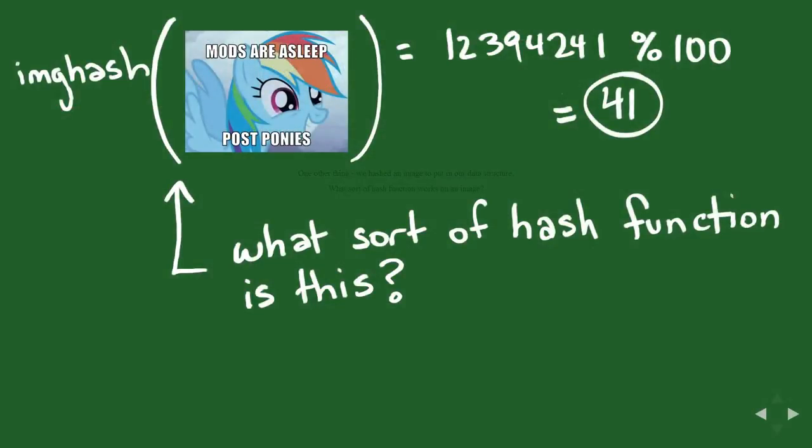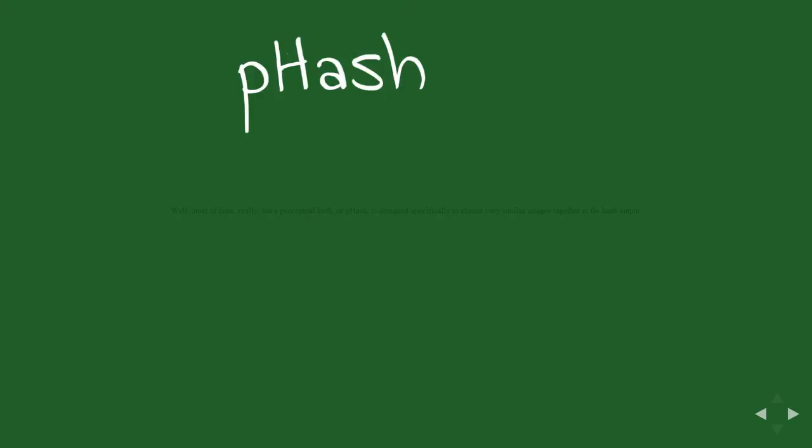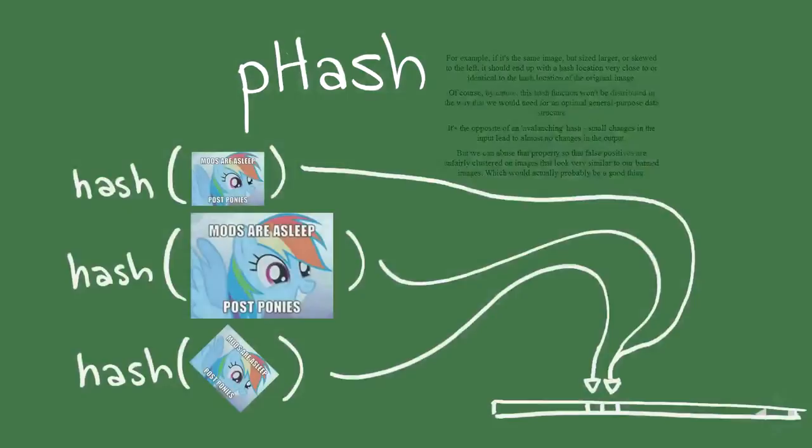One other thing, we hashed an image to put in our data structure. What sort of hash function works on an image? Well, most of them really, but a perceptual hash, or pHash, is designed specifically to cluster very similar images together in the hash output.